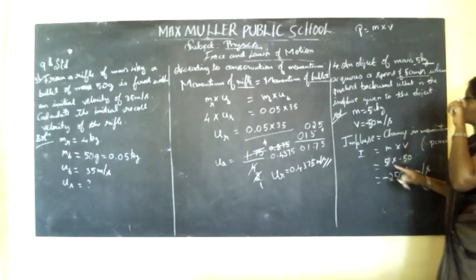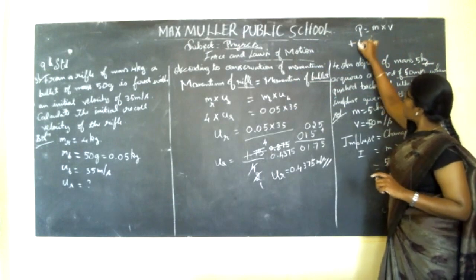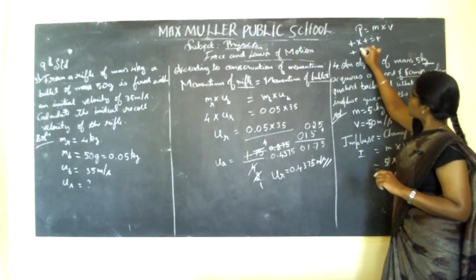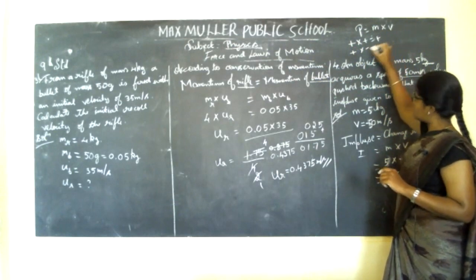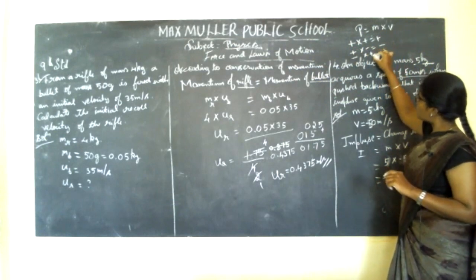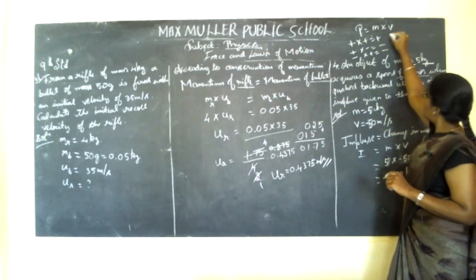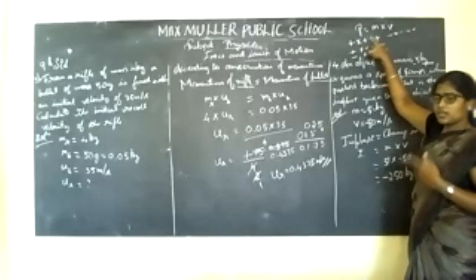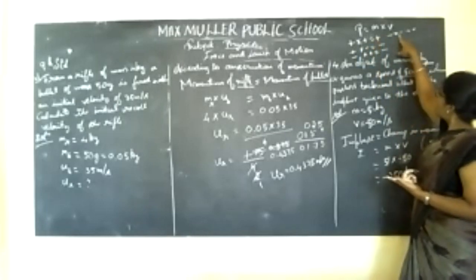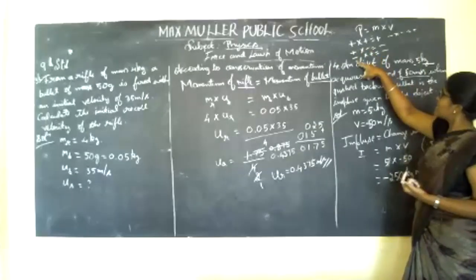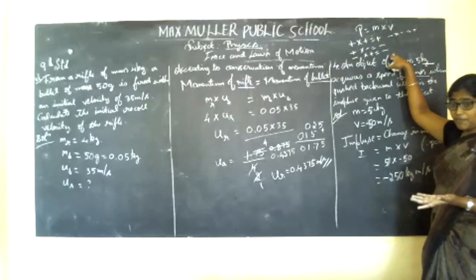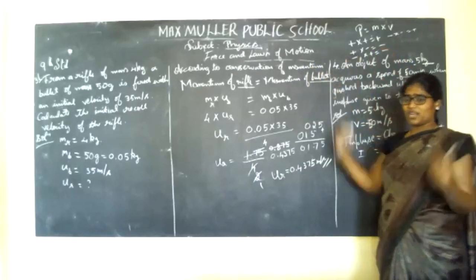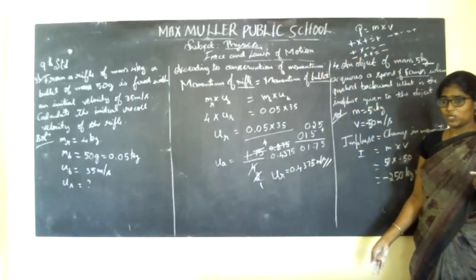So here sign conversion has happened, children. Plus into plus is plus itself. Plus into minus is minus. Minus into plus will be again minus. Minus into minus will be plus. Same sign, plus. Different sign, minus. Different signs like that only, you will do subtraction also. If one is positive and another one is negative, then only you will do subtraction.